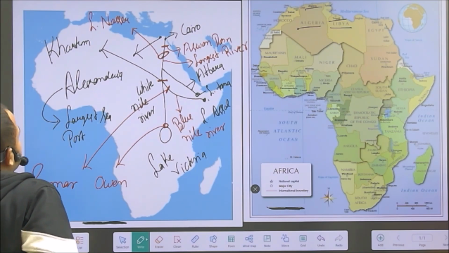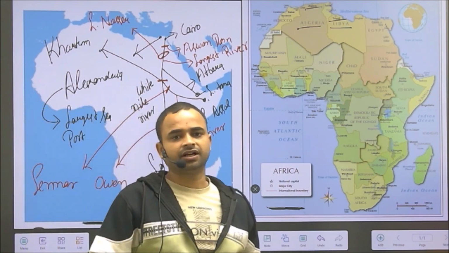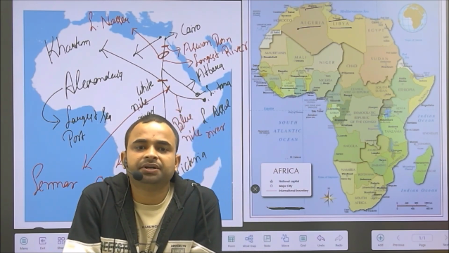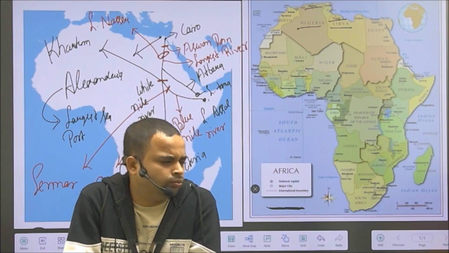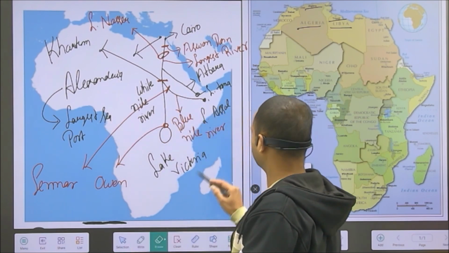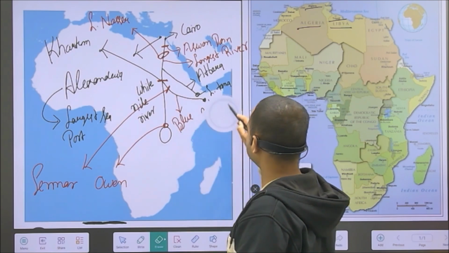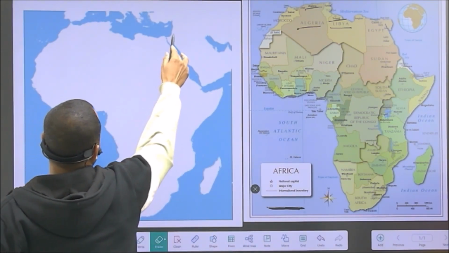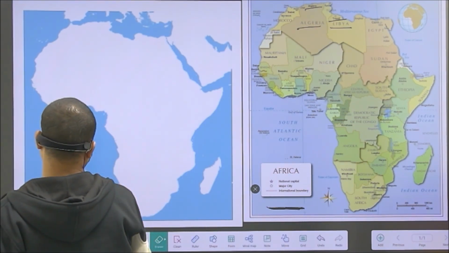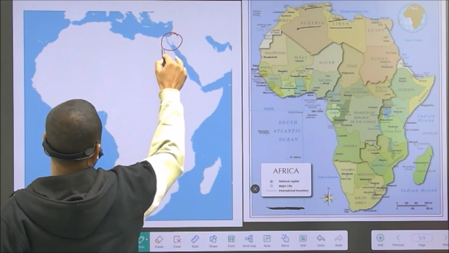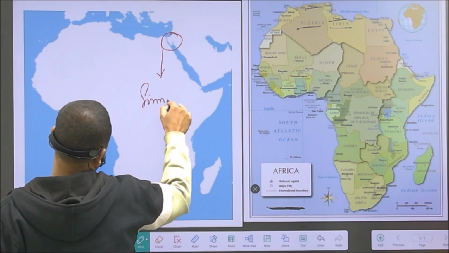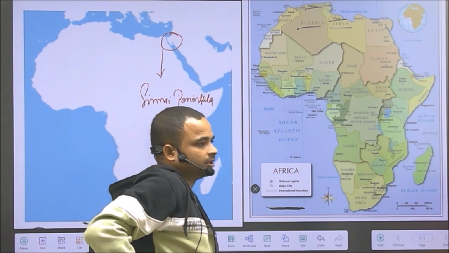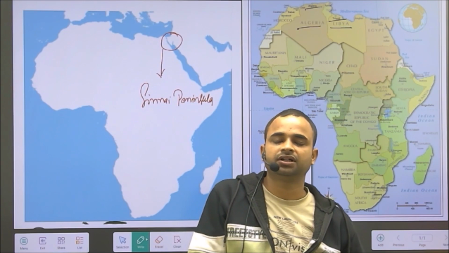Now we will see Sinai Peninsula. There Suez Canal was made in 1869, and Suez Canal reduces distance between Mediterranean Sea to Indian Ocean, Arabian Sea. This peninsula is called as Sinai Peninsula. What is peninsula? I have discussed in North and South America. You can go and watch there.